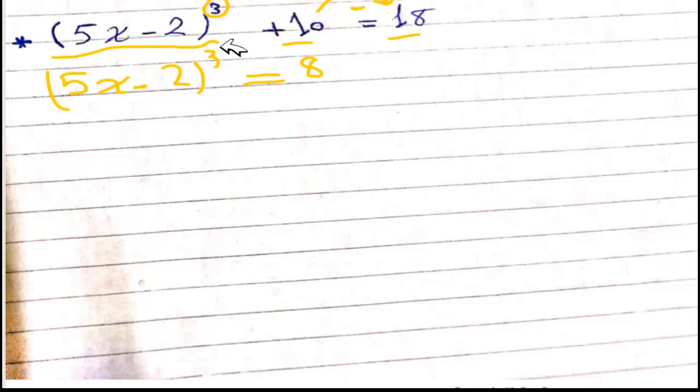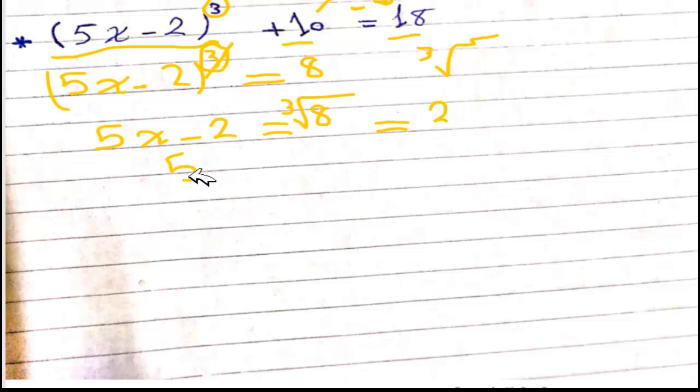Now I have to solve this. How to cancel this power? Power 3, by taking the cube root. The cube root of this will cancel the power, leaving 5x minus 2. But I didn't take the cube root on the other side, so it will be the cube root of 8. The cube root of 8 is 2, right?